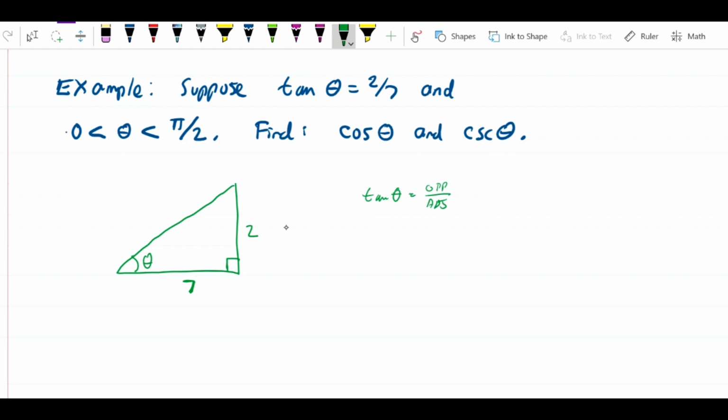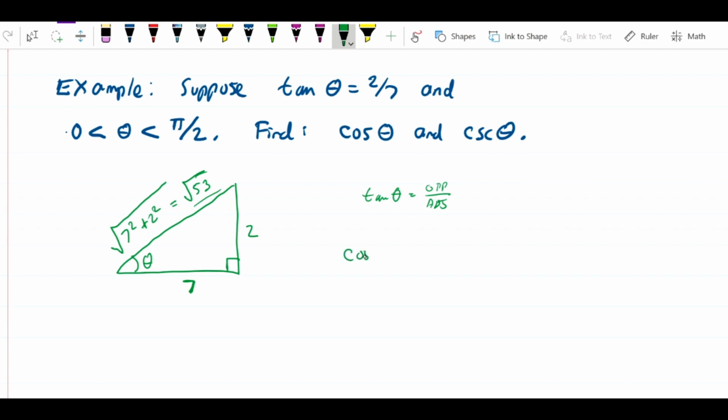So now, using the Pythagorean theorem, we can find the hypotenuse, which is just going to be the square root of 7 squared plus 2 squared. So that's 7 squared is 49, 2 squared is 4, so that comes out to the square root of 53. So now that we have the lengths of all three sides, it becomes relatively straightforward just to read off any of the trigonometric relations that we want to.